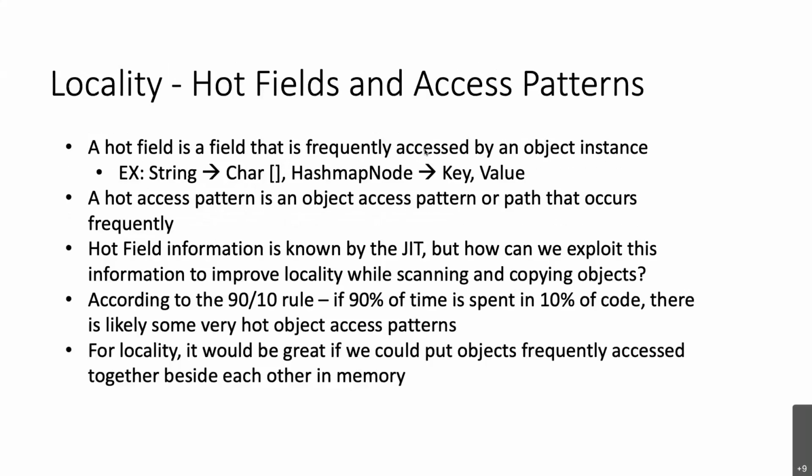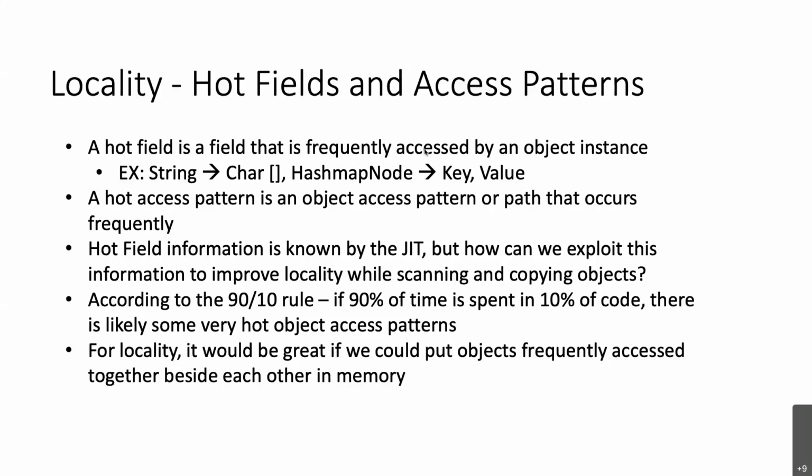Moving on and building on locality, with regards to hot fields and access patterns. A hot field is a field that is frequently accessed by an object instance. Take a string object. When a field of a string is accessed, typically it's the char array that's accessed. When a field of a hash map node is accessed, typically it's the key or the value. A hot access pattern is an object access pattern or path that occurs frequently.